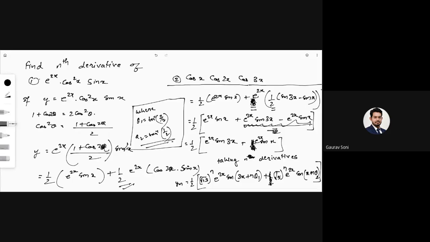So the second one. If y is equal to cos x, cos 2x, cos 3x, that is, y is equal to cos x, cos of 2x, cos of 3x, then I can use the same formula twice now. So cos A, cos B.